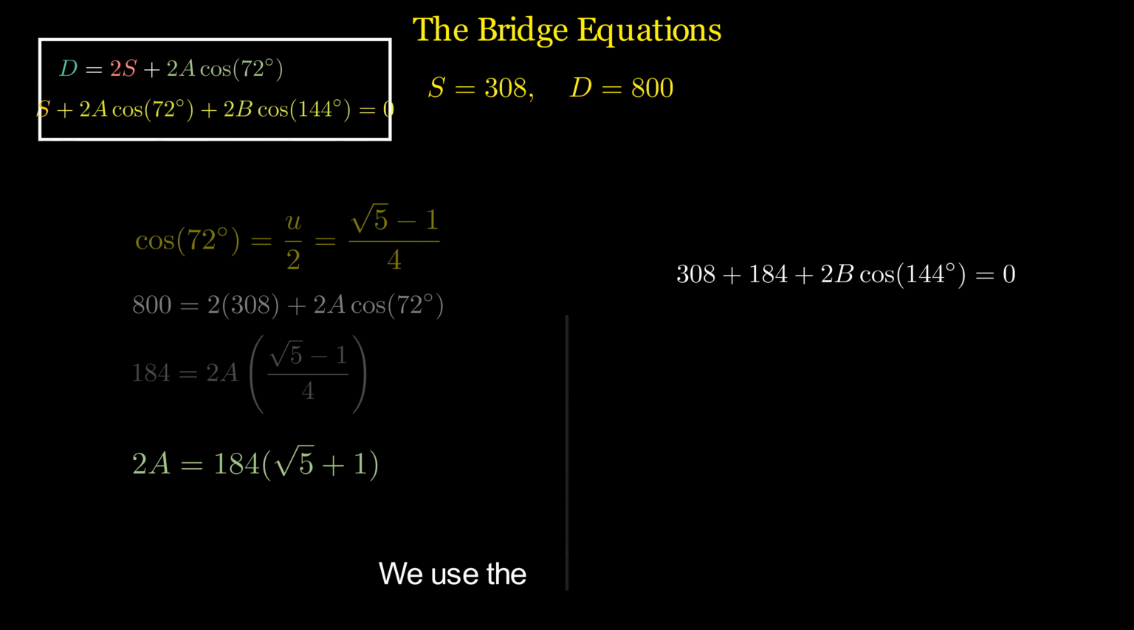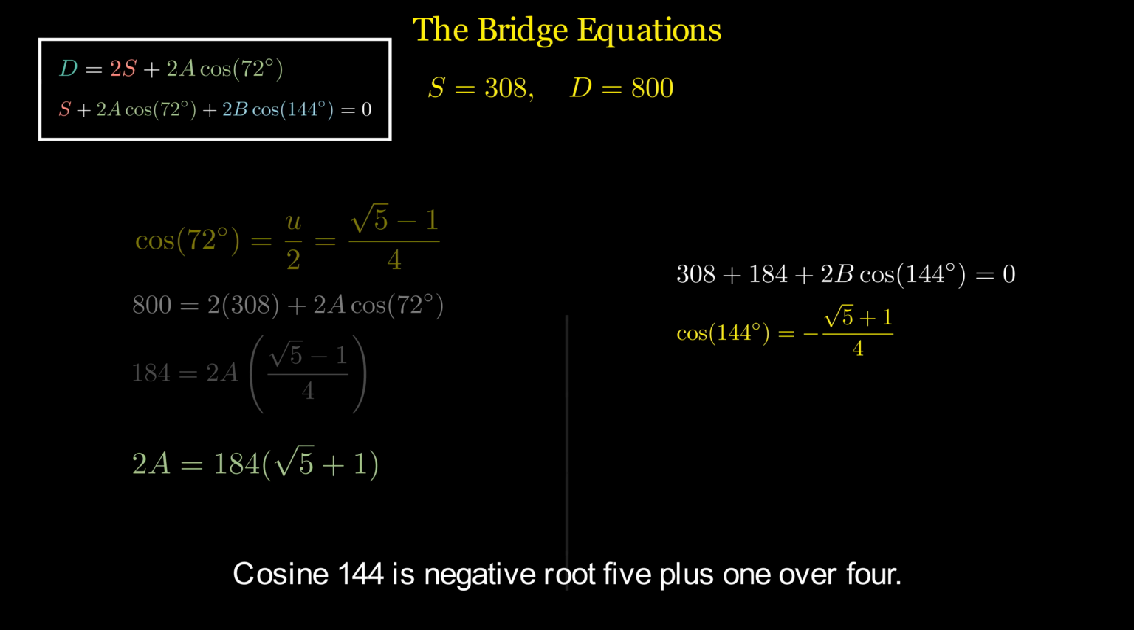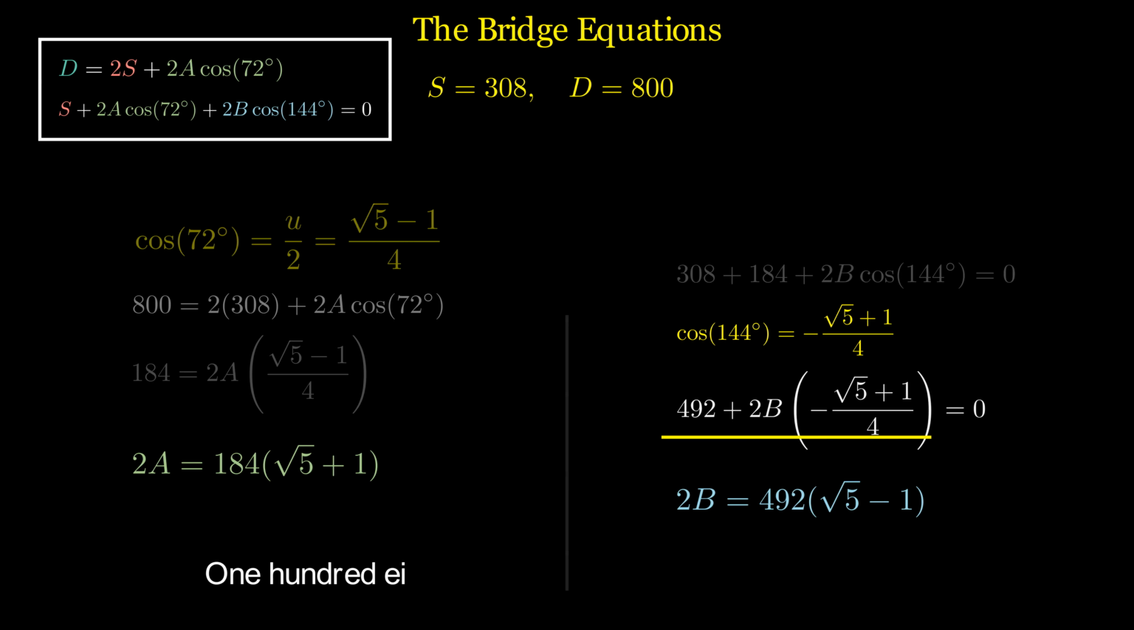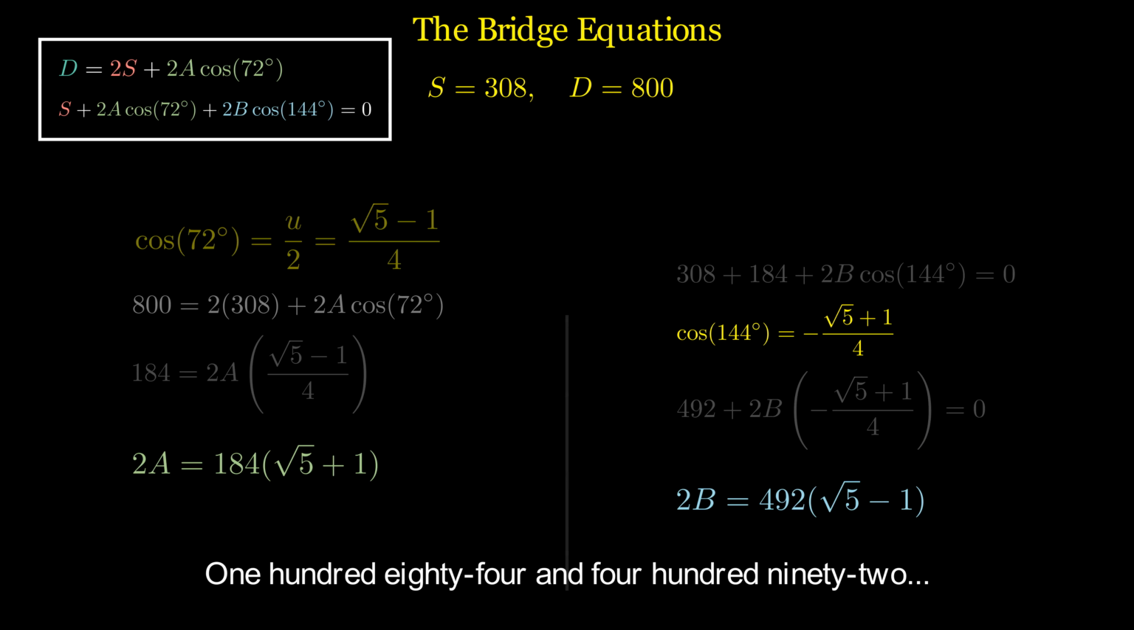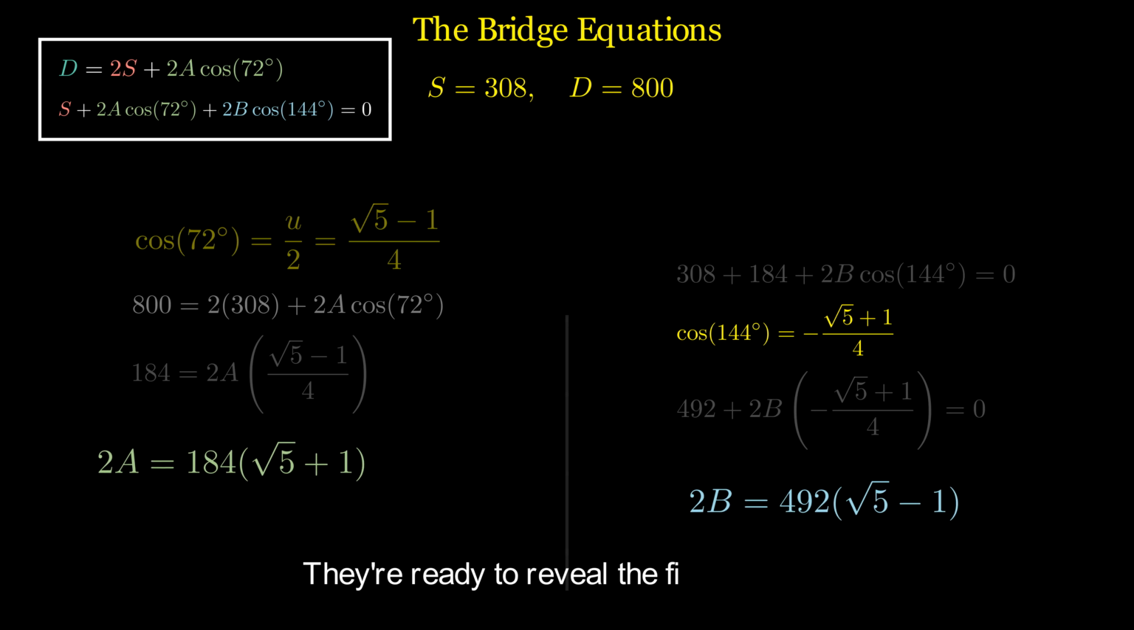Now for B, we use the closure property. Cosine 144 is negative square root of 5 plus 1 over 4. Look at those numbers! 184 and 492. They're ready to reveal the final answer.